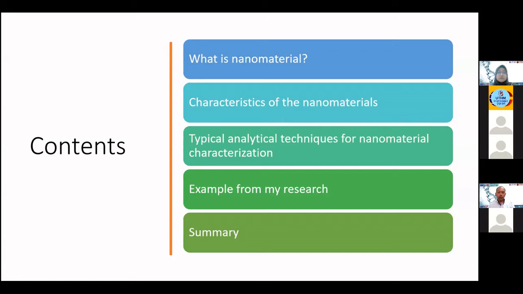this talk also to Dr. Juan, because Dr. Juan will go deep into the characterization, the fundamentals of characterization. First is what is nanomaterial, second is the characteristics of nanomaterials. Thirdly, typical analytical techniques for nanomaterial characterization, then I will give examples from my research, and after that, a summary. Maybe if we have time, there will be an online quiz that I will put in the chat after this.